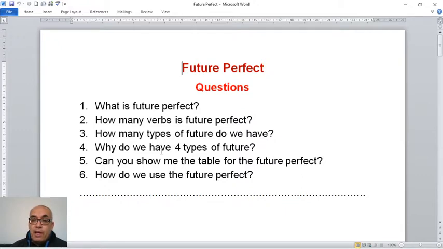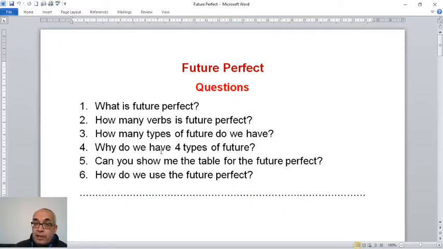Question 2, how many verbs is future perfect? Question 3, how many types of future do we have? And number 4, why do we have 4 types of future? And number 5, can you show me the table for the future perfect? And number 6, how do we use the future perfect?